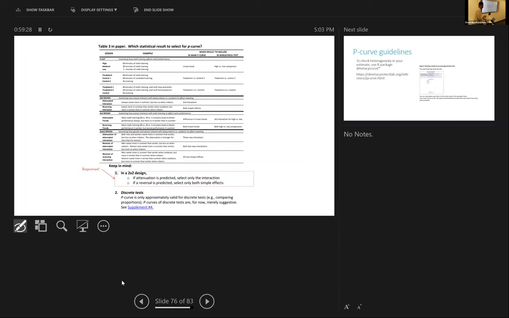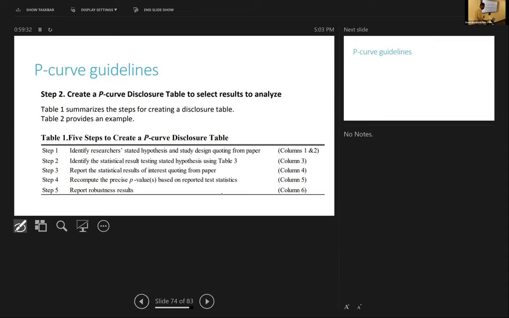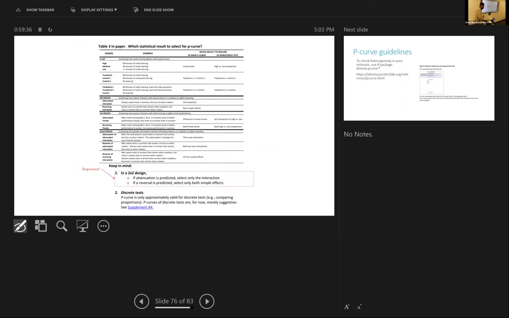One thing that was mentioned here is that in step two, identify the result testing the stated hypothesis using table three. So this is table three. Here are some common research designs. They were basically saying that, assuming the research is about attenuation, where we have a control value and a variable that we're modulating, and you're saying the dependent variable will be modulated by a particular variable, you want to make sure not to report the main result from the ANOVA, but rather the interaction, looking at the exposure and the condition you're using. There are better examples in the user guide, but this is a really important point.